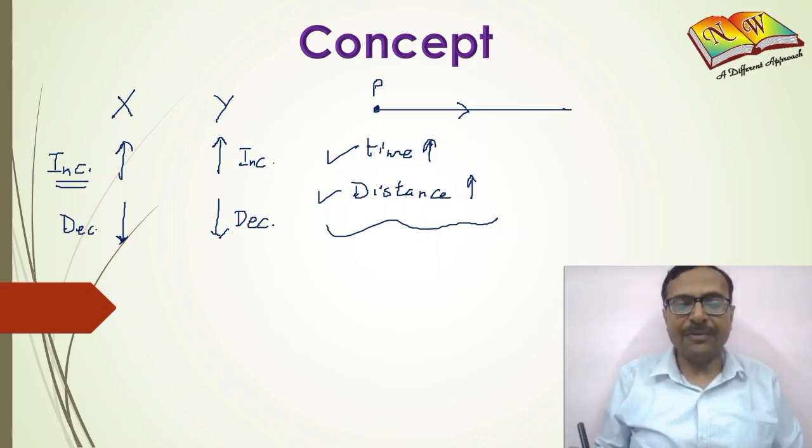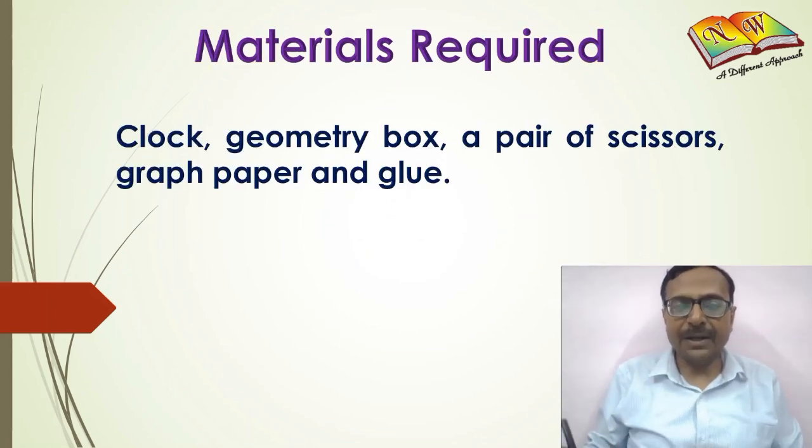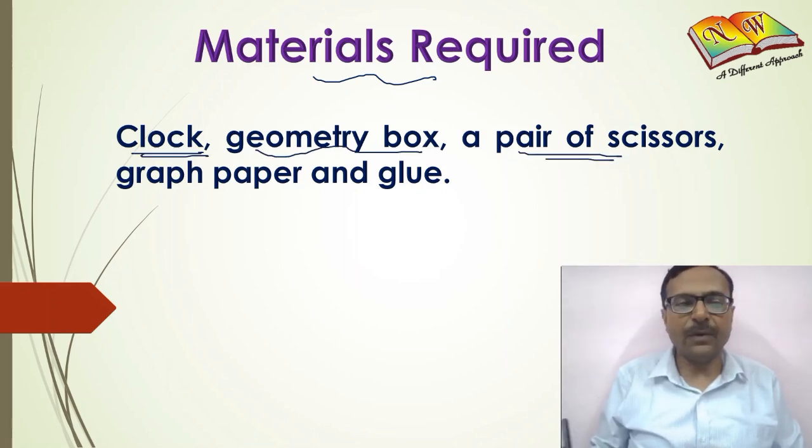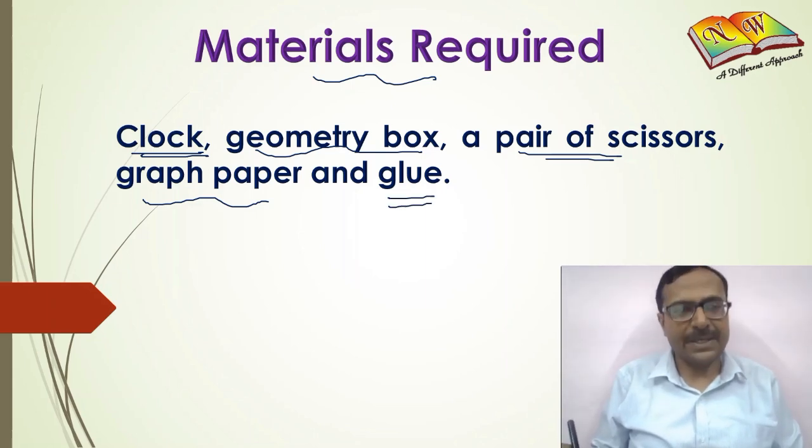So we will be verifying direct variation in this activity, for which the materials required are: a clock, a geometry box, a pair of scissors for cutting work, graph paper, obviously, as the second mode through which we will be verifying direct variation is the graph method, and glue for pasting work. Let's perform this activity now.